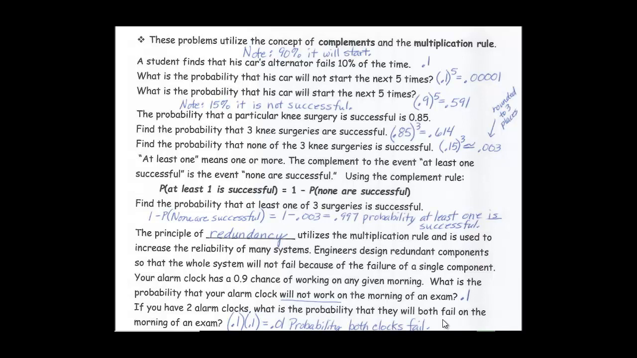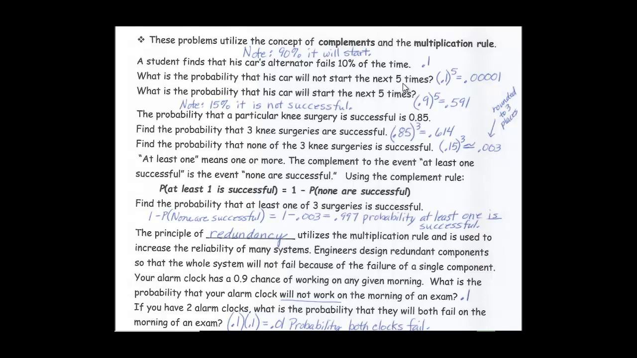Okay, in this activity, we're going to practice a couple different problems that utilize various combinations of the complement and the multiplication rules. In this first one, a student finds that his car's alternator fails 10% of the time. The way we would note that is a probability of 0.1. Notice I made a note up here that if it fails 10% of the time, 90% of the time it's going to start. I'm just hoping that you will eventually be aware, conscious of probability and its complement as you're working through problems. What is the probability that his car will not start the next 5 times?